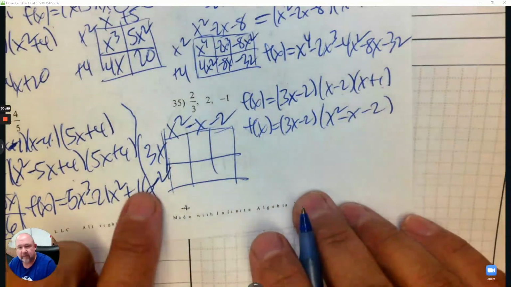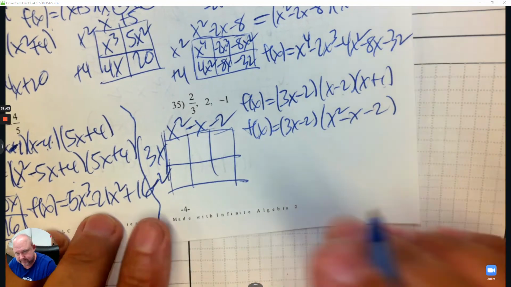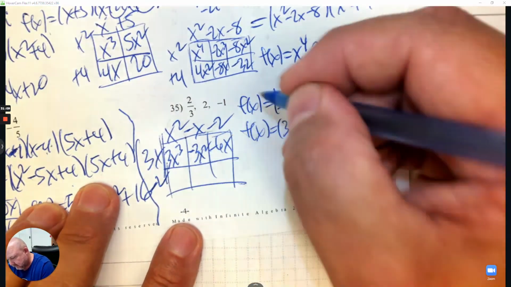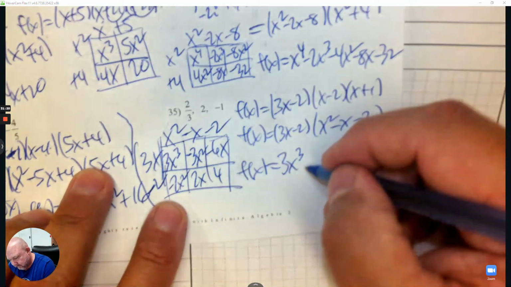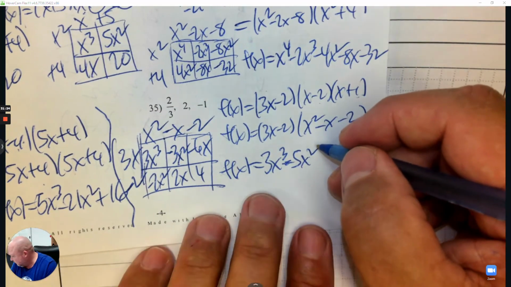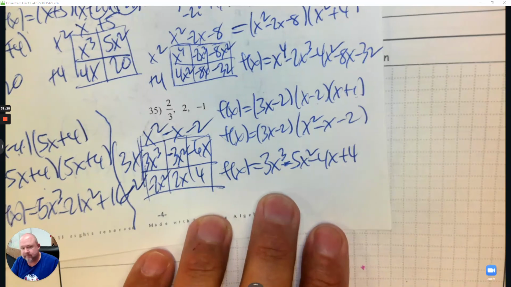Run into each other here. So 3x minus 2, x squared minus x minus 2. Multiply it, 3x cubed minus 3x squared minus 6x minus 2x squared plus 2x plus 4. Combine like terms, then it's over. We got minus 5. We got minus 4. And then plus 4. That's it.